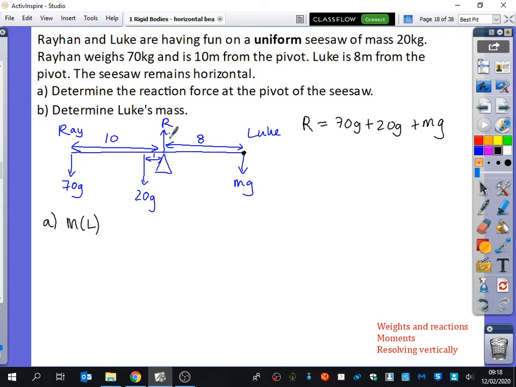The normal reaction is going in the other direction, so that's going to be on the other side of the equals sign. So we're going to have 70G multiplied by what? 18, because it's the distance from 70G all the way to Luke. And we're going to have 20G multiplied by what? 9, because it's the distance to the middle, okay? So it's 20G multiplied by 9, and that's going to be equal to the normal reaction multiplied by 8, which is 8R.